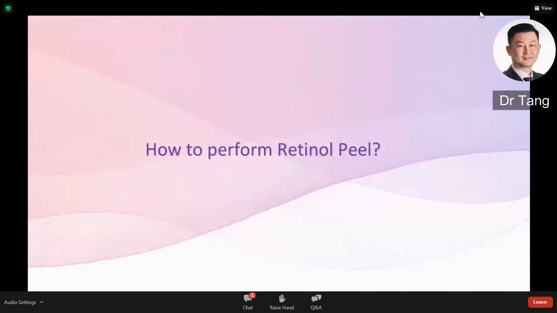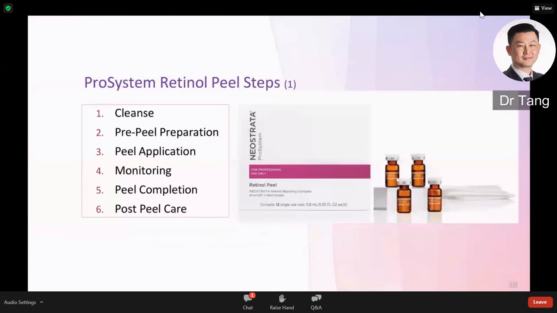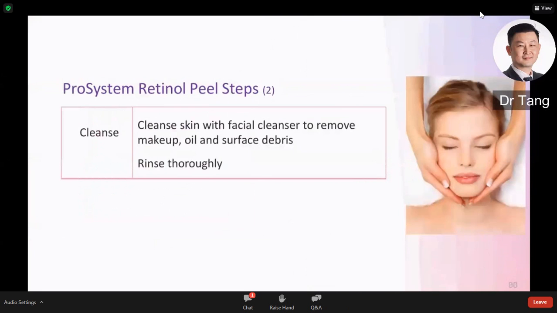Now let's look at how to perform a retinol peel. These slides summarize the 6 essential steps involved in the retinol peel. First is cleansing, followed by pre-peel preparation, third is peel application, then monitoring and peel completion, and finally post-peel skincare. Let us go through each step.